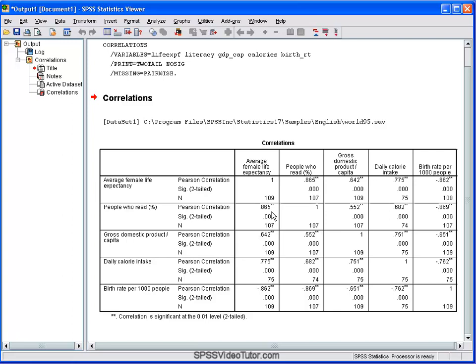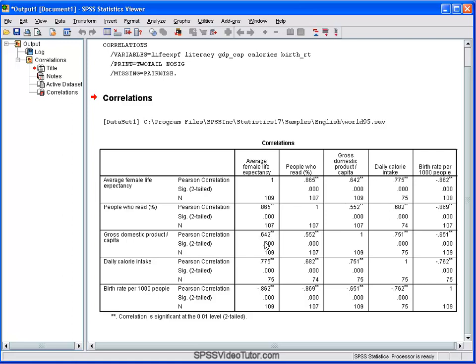The second number is the significance level, or the p-value. If this number is less than 0.05, then we say that the correlation is considered statistically significant. All this really means is that we are extremely confident that an R of 0.865 did not occur by chance. The final number is the number of cases in this analysis. In this instance, the value represents the number of countries that had data for both average female life expectancy and literacy rate. The key takeaway here is that all of these correlations are statistically significant.